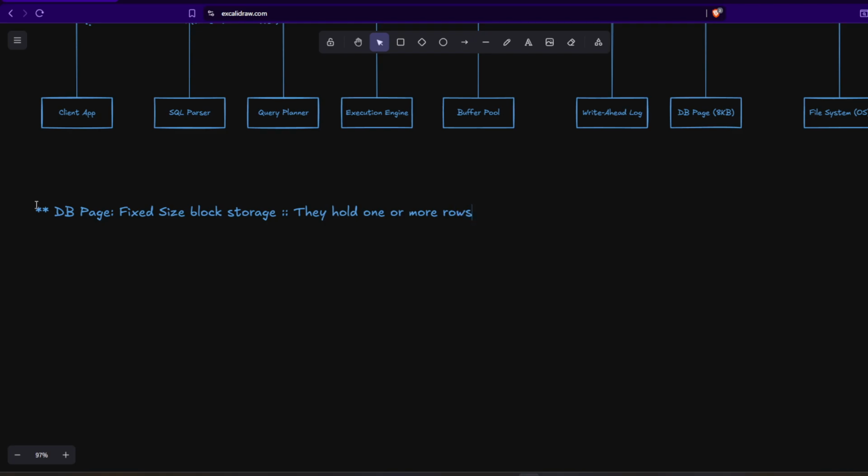For example, suppose a table has 10,000 rows. Out of that, suppose it has 4 pages. It might happen that every page holds around 2500 rows or records. Databases read and write all the information in this page size chunk only, not in exact individual rows.